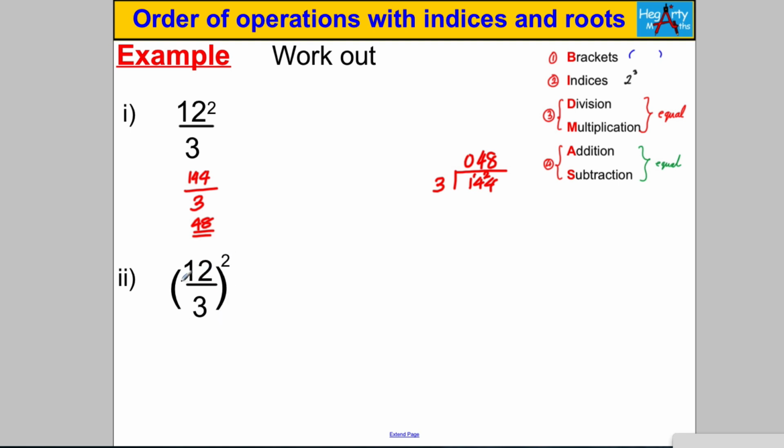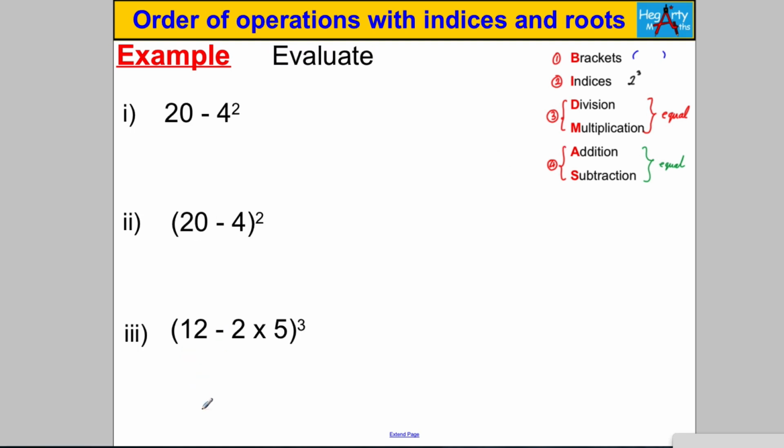Now this one, we've got a division and we've got a power here. The brackets here are telling us to do the division first. So 12 divided by 3 is equal to 4, and we're supposed to work out 4 squared, which is equal to 16, and we're done. Pause the video and try this one.